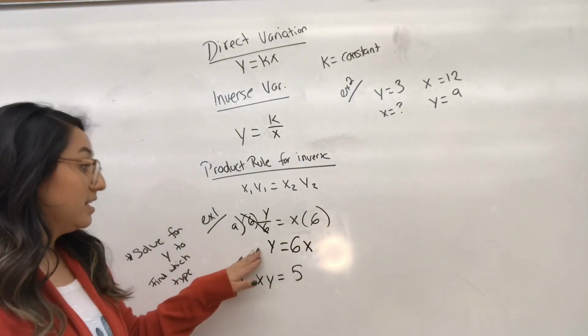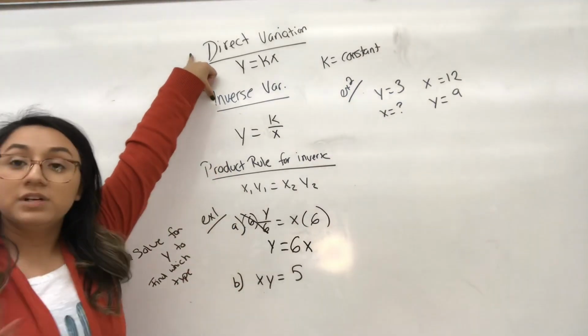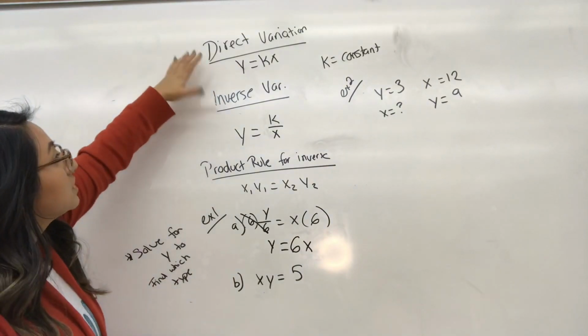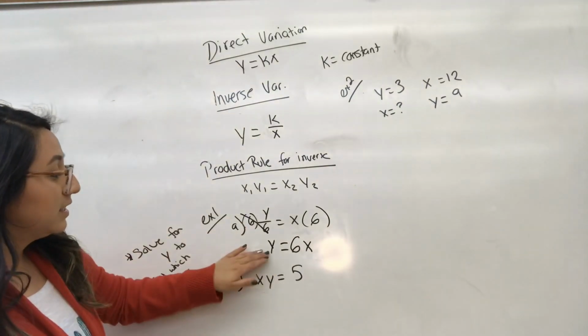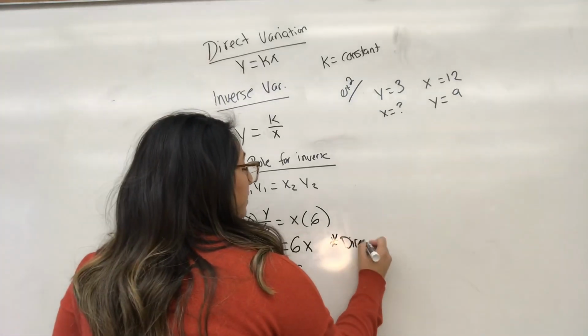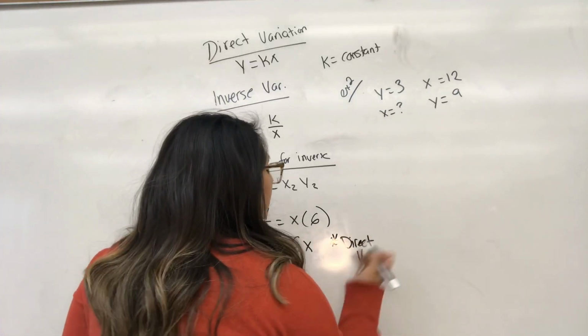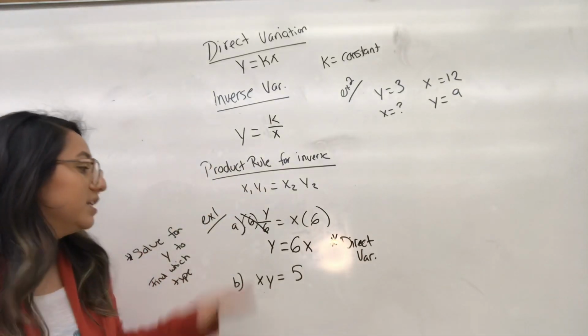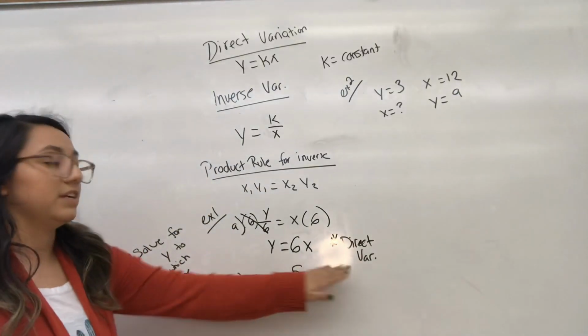Now, that's not it. We have to figure out, is it a direct or inverse variation? According to these formulas, when you got y by itself, you have a direct variation. It says explain, but you're just solving, saying which one. Your work is already telling why it is a direct variation.